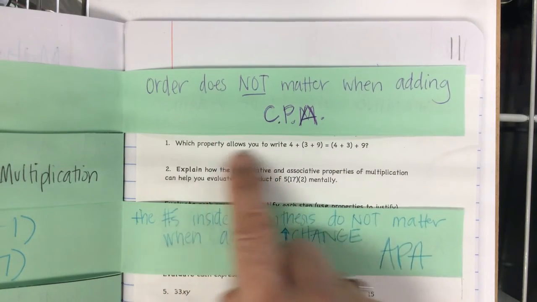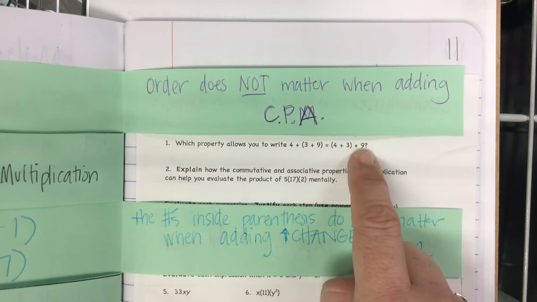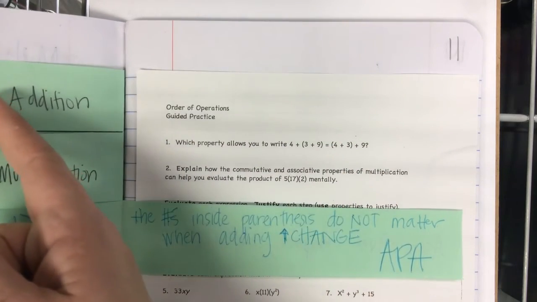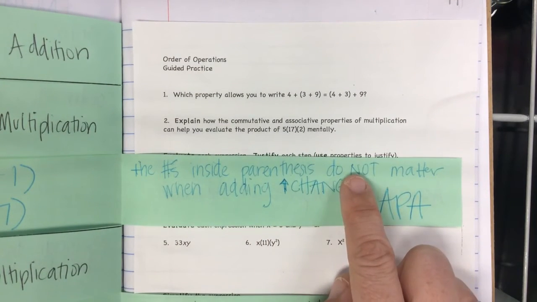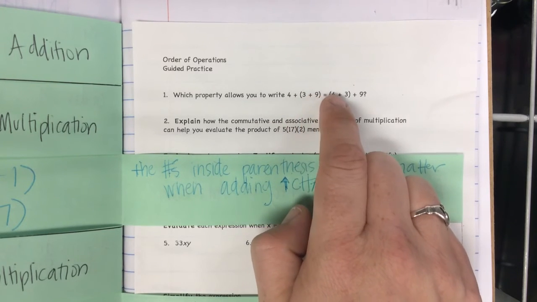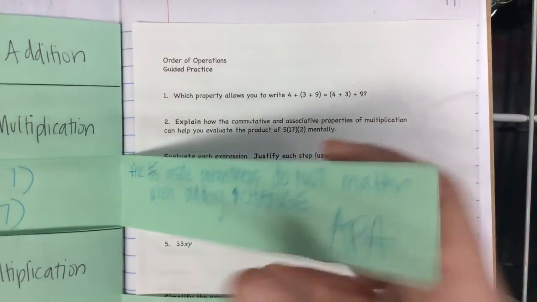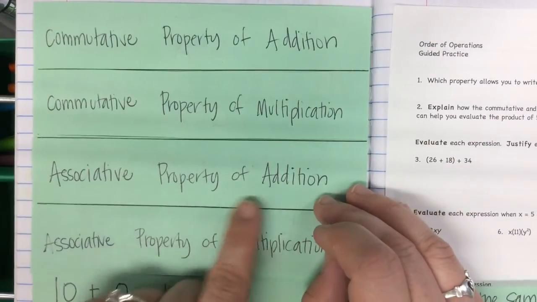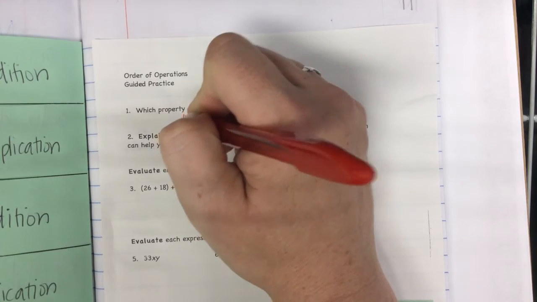Did the order matter? 4, 3, 9, 4, 3, 9. The order didn't change. Did the numbers inside the parentheses change? 3 and 9, 4 and 3. Yes, they did change. So my answer to number 1 is associative property of addition. You cannot put IPA because that's wrong.